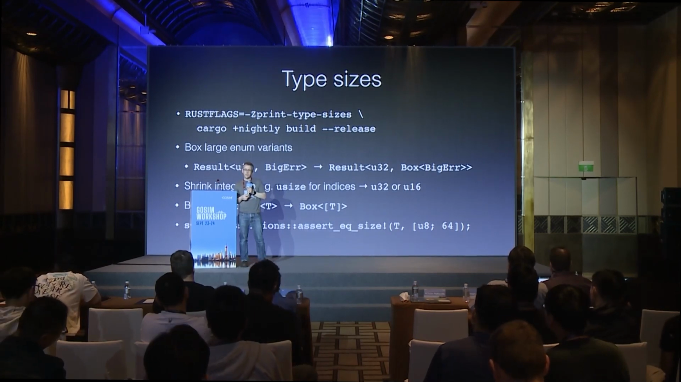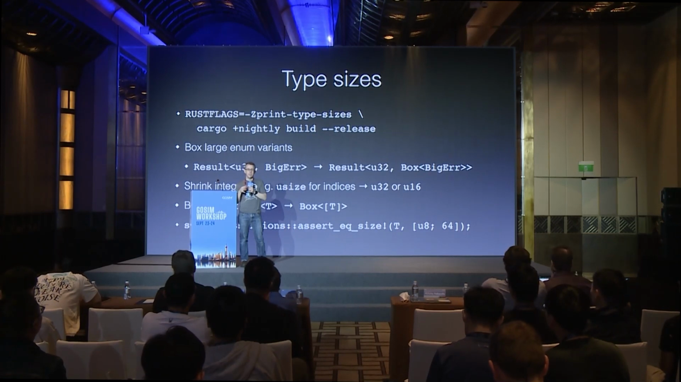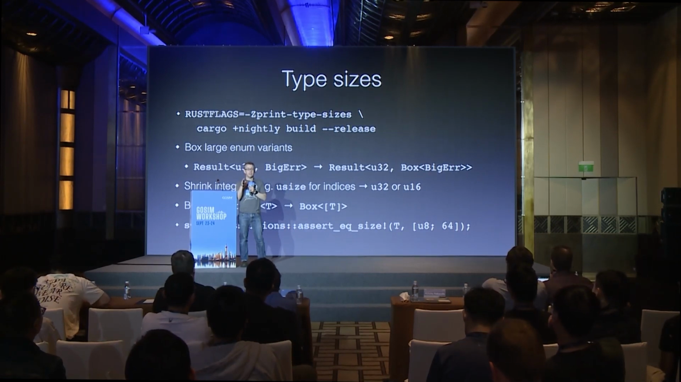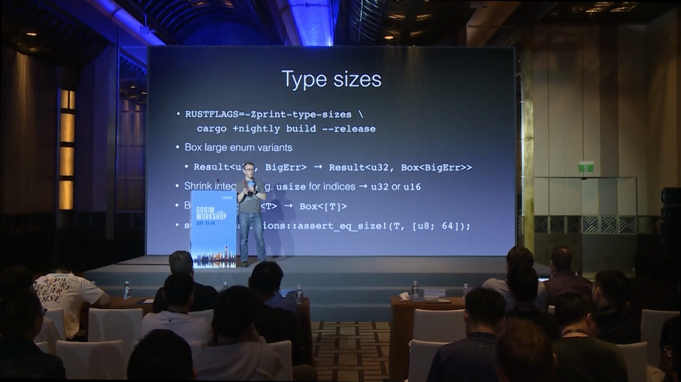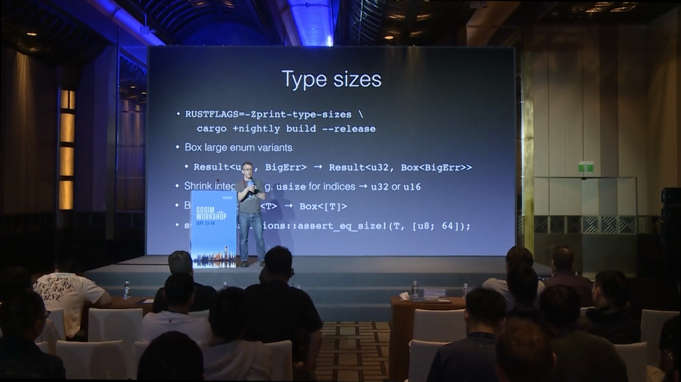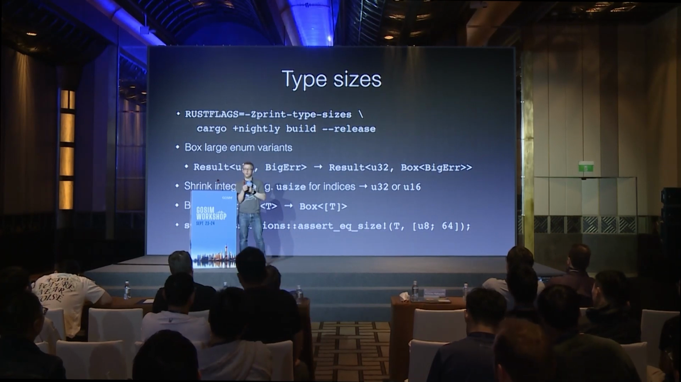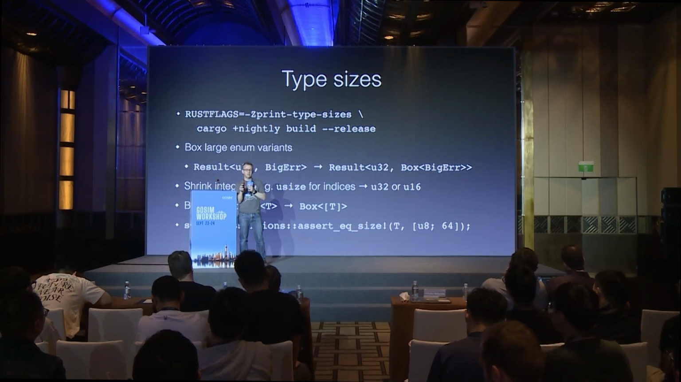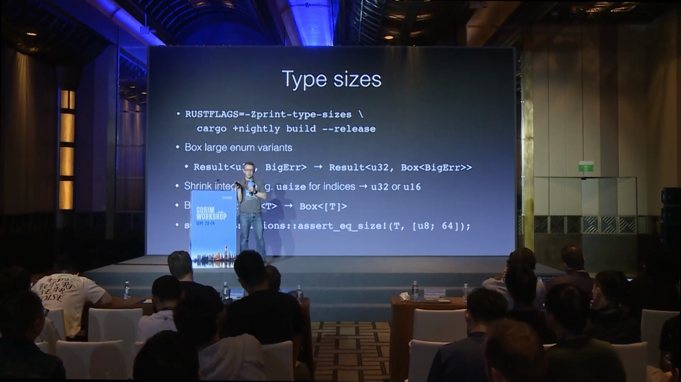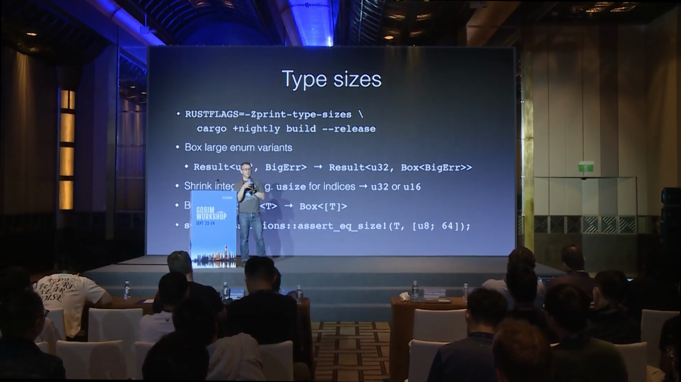So one case that's quite common is sometimes you might have an enum, and one of the variants is a lot bigger than all the other variants. In this example on the slide, we've got a result type which has two variants, one for the OK case and one for the error case. Perhaps in the OK case, you might have a small type like u32, which is only 4 bytes, but then you might have a very large error type for the error case. And that might be, say, 100 bytes. In that case, the overall result type will itself be 100 bytes or more.